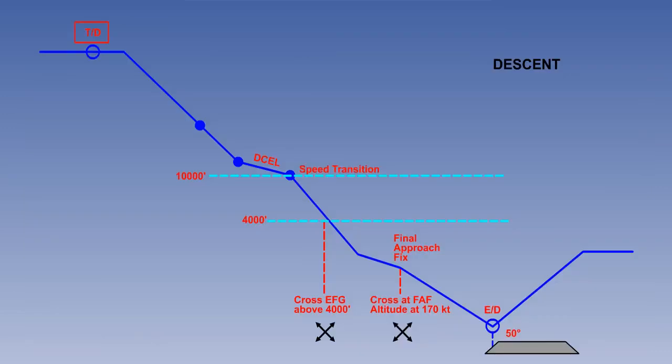The considerations for the descent are similar. A top of descent point is computed automatically. Speed, distance, and altitude constraints require continuous calculation of required thrust right down to the final approach. A high-speed descent or a fuel economy descent may be selected.